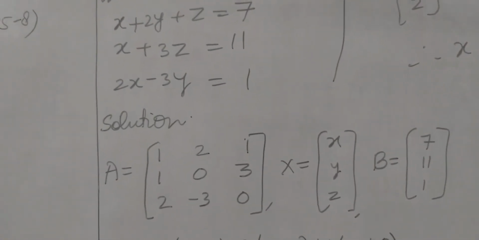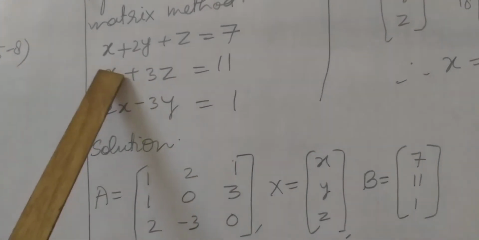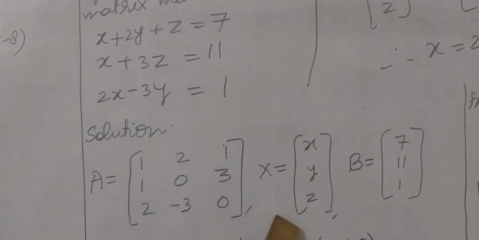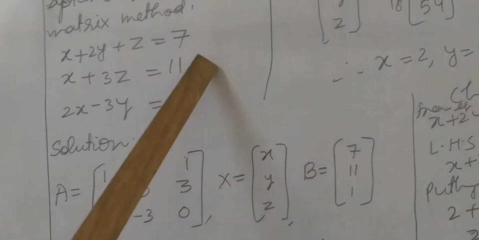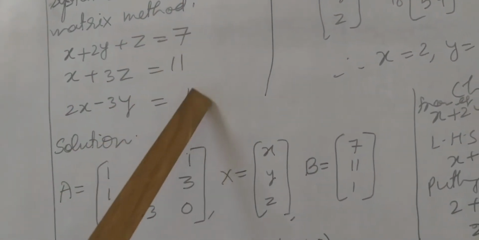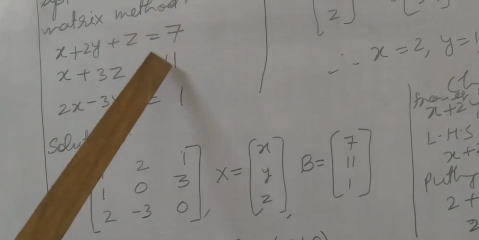Correct, students? X equals x, y, z, student. We have to arrange it in a column. B equals the matrix of constant terms: 7, 11, 1.